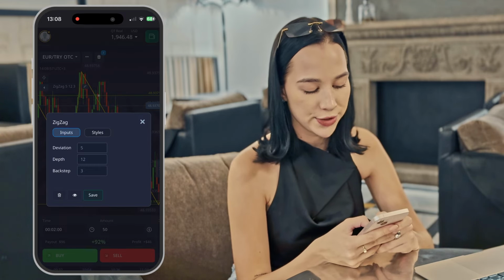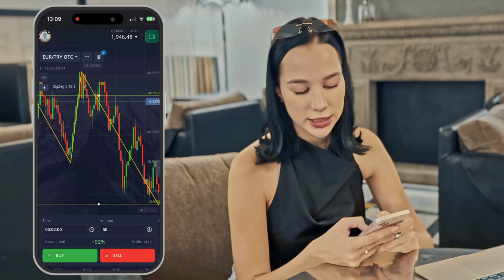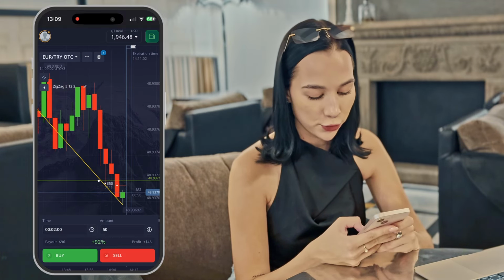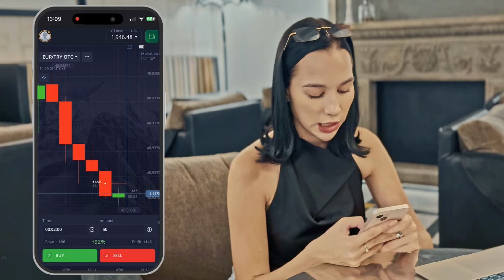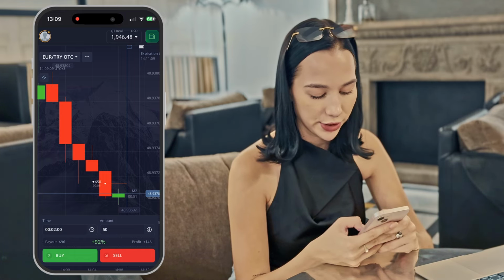You can also change your deviation, depth, and backstep, but you can use it with default settings. For now, guys, by the way, it's 13 seconds till the end of the trade. I will delete my indicator. Now it's 7 seconds, 6, 5, 4. And probably a lot of the people watching this video right now are thinking, oh my god, I didn't even know how to trade on the laptop and now I also need to learn how to trade on the phone. It's too difficult for me.